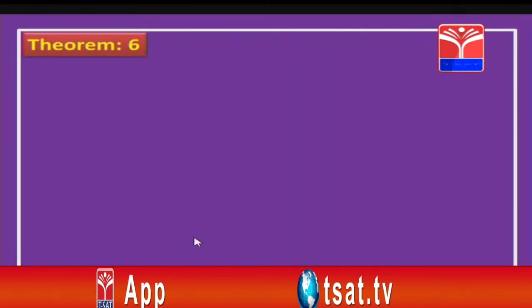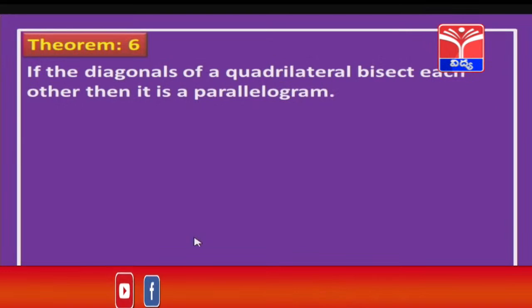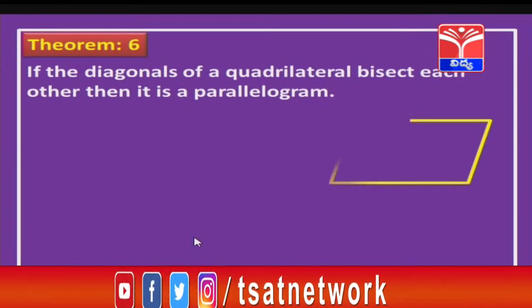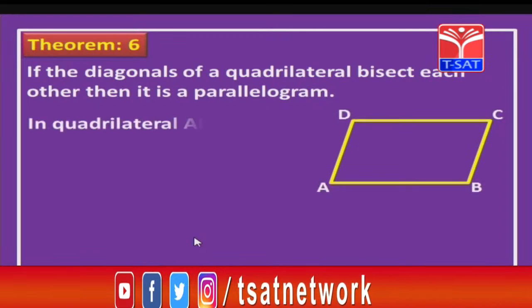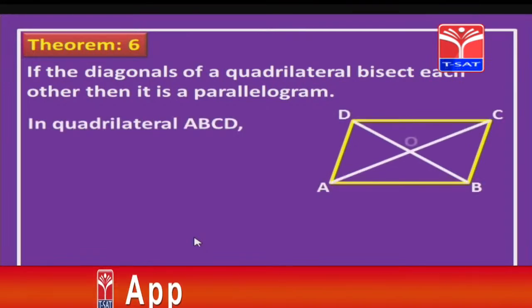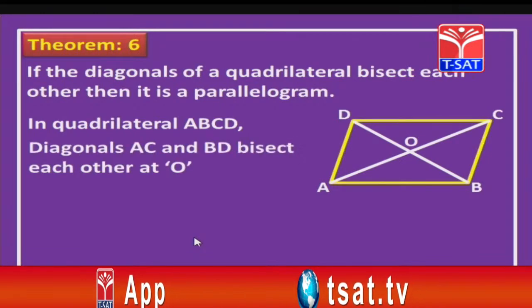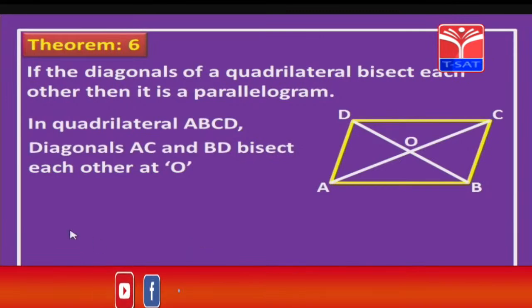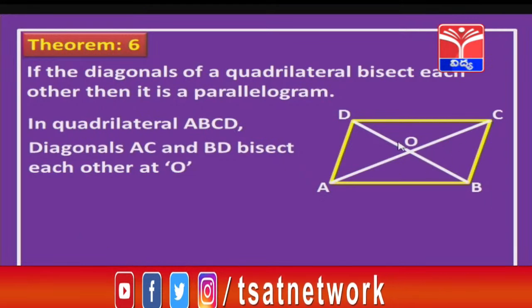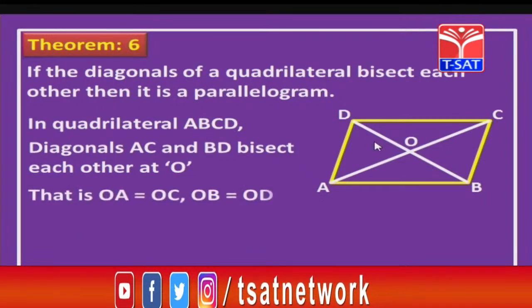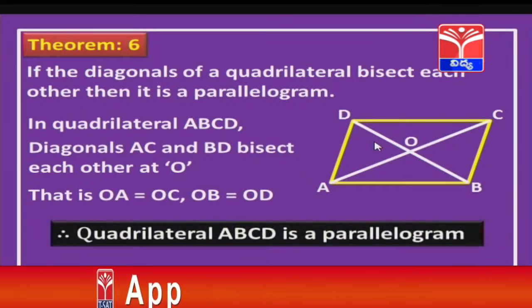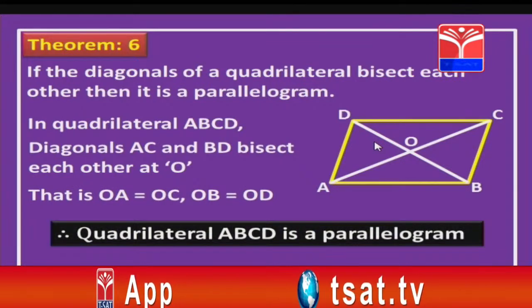Let us move on to our next theorem, children. If the diagonals of a quadrilateral bisect each other, then it is a parallelogram. So, we will consider a quadrilateral ABCD in which diagonals AC and BD intersect at O and they bisect each other. Bisecting means, just now we have seen, it divides, like OA is equal to OC and OB is equal to OD. Then in that case we can say that that quadrilateral is a parallelogram.